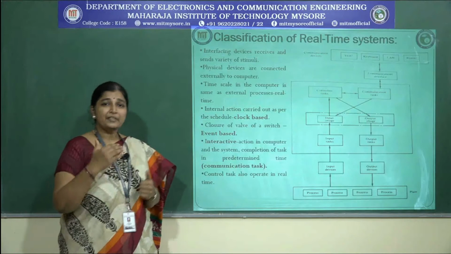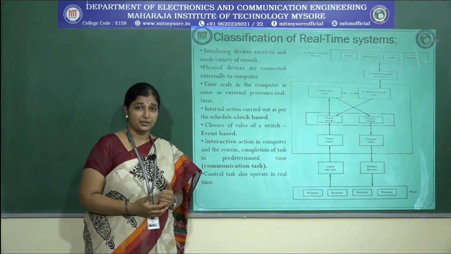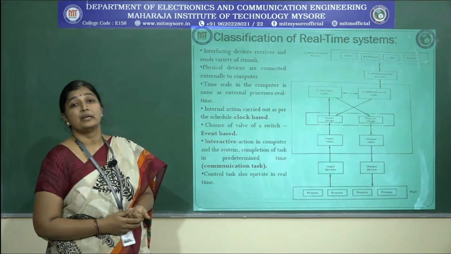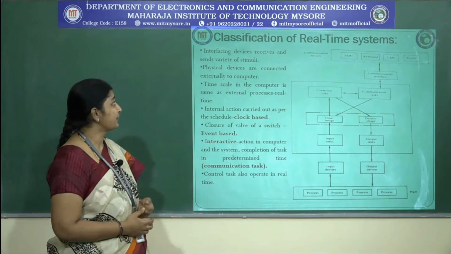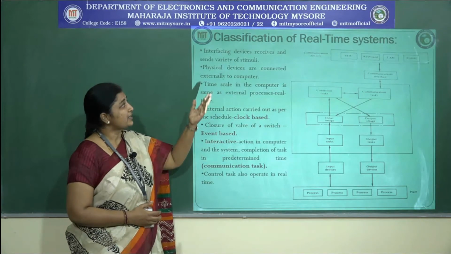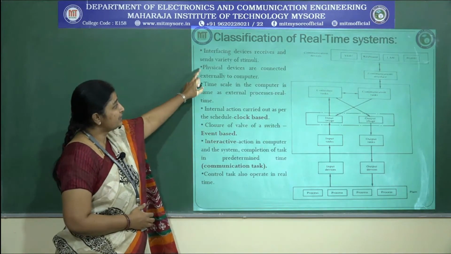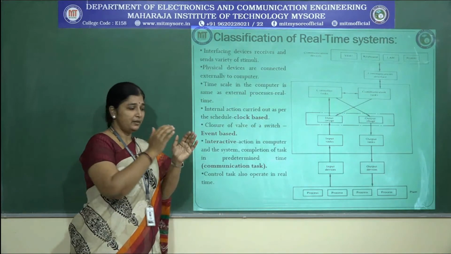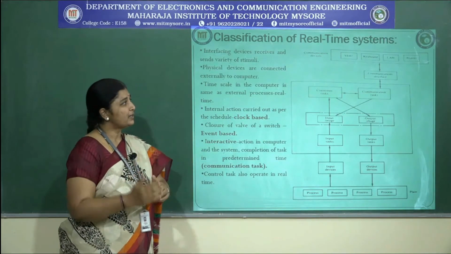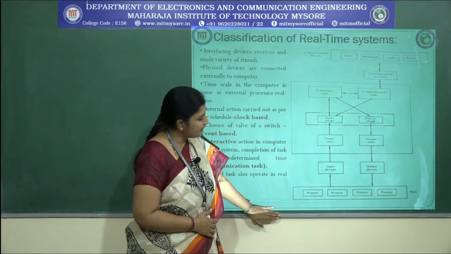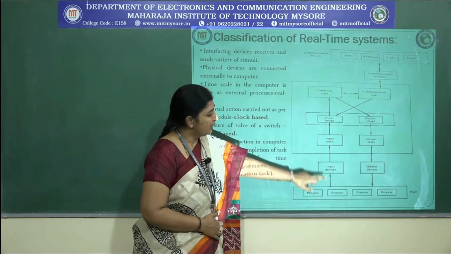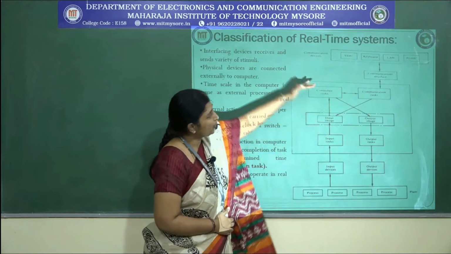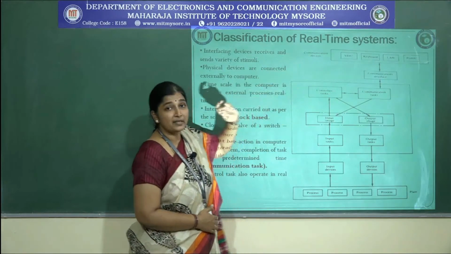Now, after defining what real-time systems are, let us try to understand the classification of real-time systems. How did we classify? Interfacing between receivers and senders of a variety of stimulus. What do you mean by that? So, you have a computer, you have a responder. If you look into the block diagram here, you have a number of processors, you have input devices, output devices, and then leaving this block you have what are these? These are all communication devices, right?